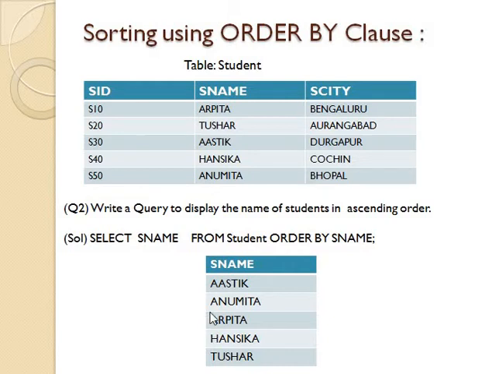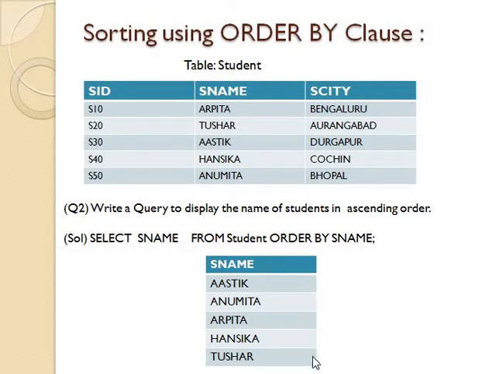This is because even though the first letter is A for each of these names, Astik, Anumita and Arpita, the second letter for Astik is A and for Anumita is N. That's why Astik appears before Anumita. And again between Anumita and Arpita, the second letter for Anumita is N and for Arpita is R. That's why Anumita appears before Arpita in this list if these names have to be arranged in ascending alphabetical order.